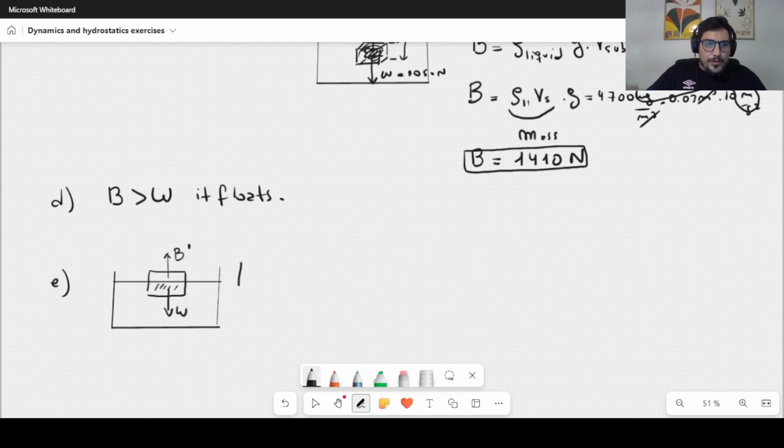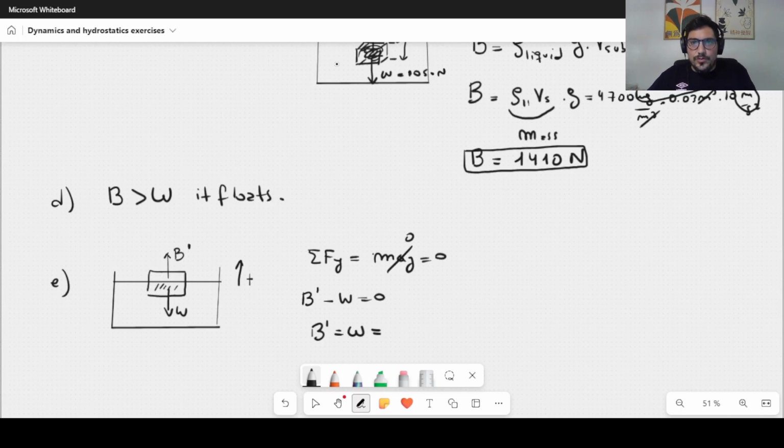So you can use, for example, upwards positive, and if we sum the forces in the vertical direction, that's an equilibrium. According to Newton's second law, the sum of the forces is equal to mass times acceleration, but when the object floats, it has no acceleration. So mass times 0 is 0. And in the equilibrium, we have buoyant force upwards minus weight equal to 0. So the absolute value of the buoyant force is equal to the weight, which is 1,050 Newton.